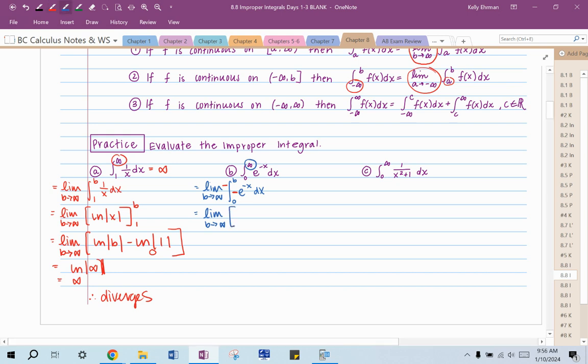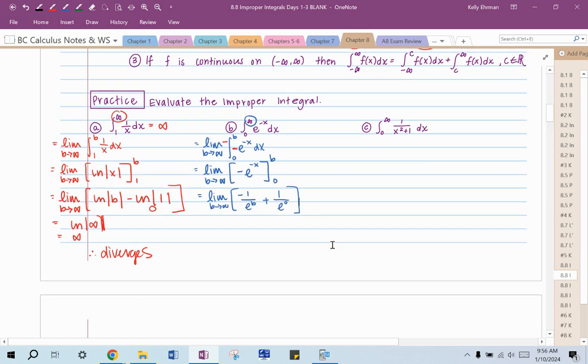So when I integrate this, I get negative e to the negative x from b to 0. I strongly advise you to rewrite negative exponents before you plug values in, or at least as you're plugging them in, rewrite. So instead of making this negative e to the negative b, let's make it negative 1 over e to the b. So rewrite your negative exponent as a positive exponent in the denominator, minus negative, so plus 1 over e to the 0. That makes a big difference with limits, about whether you're concluding that the limit goes to infinity or does it go to 0.